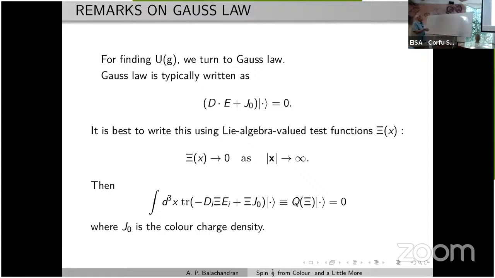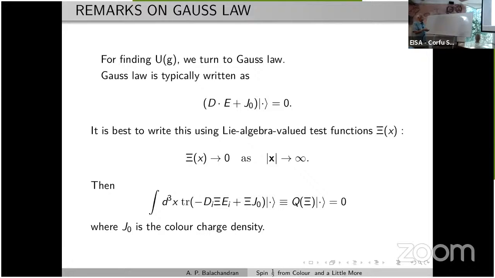So we take any test function chi whatsoever, which is compactly supported and goes to zero at infinity, and write this equation after a partial integration like this. I replace this by this equation here, and acting on the vacuum, I say it is zero. In a classical domain this is the same as the original, because you can do partial integration. But in quantum theory E is a distribution, so one has to be a bit careful, because the derivative of distributions is not properly defined without integrating it with test functions. And J0 is the charge density.